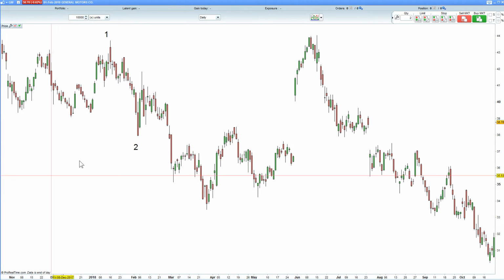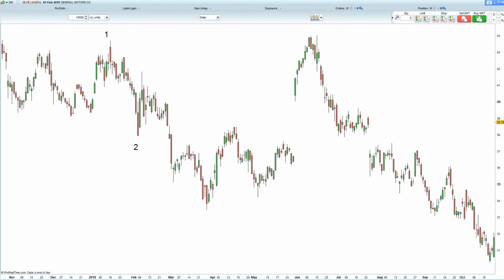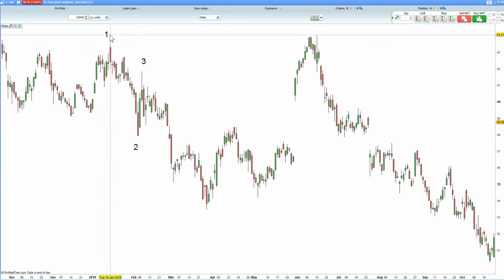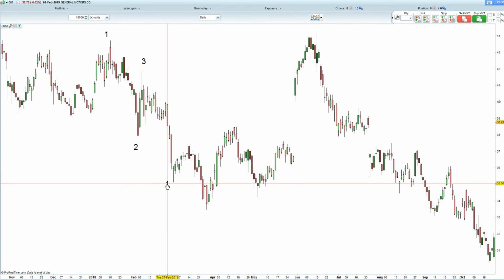We'll use this for point 3 right here. Pretty simple. All right, there's a 3. So since 3 didn't go past point number 1, point number 4 has to be past point number 2, so we can't use this or this as point number 4. It has to be at least this. So we use this swing right here. So there's point number 4.